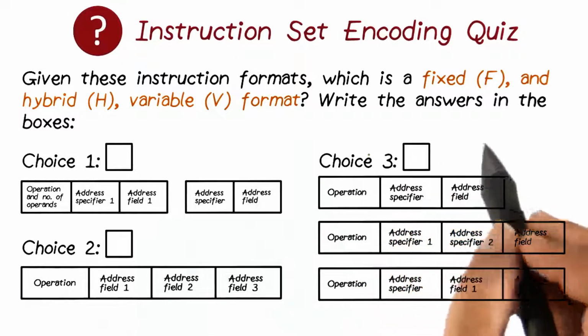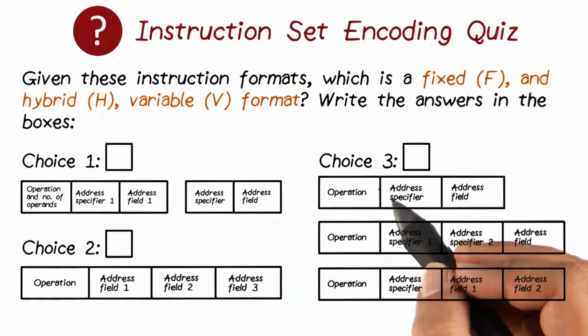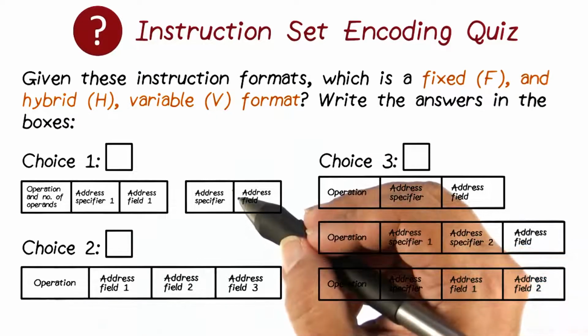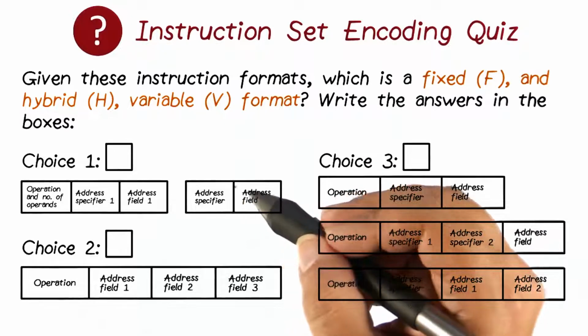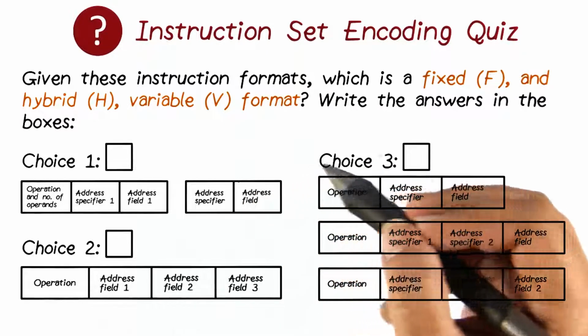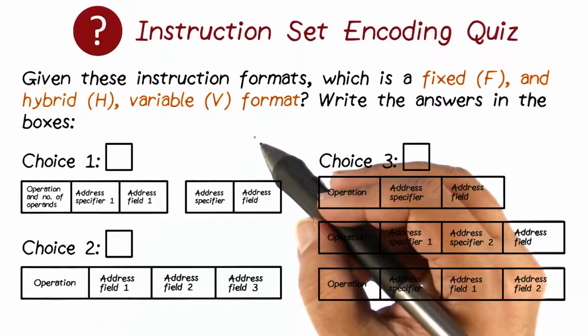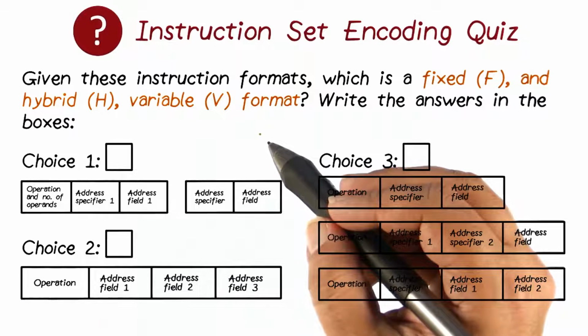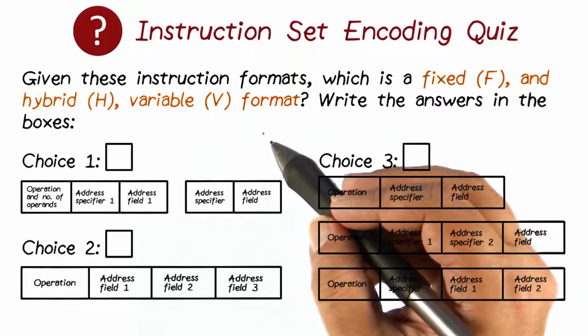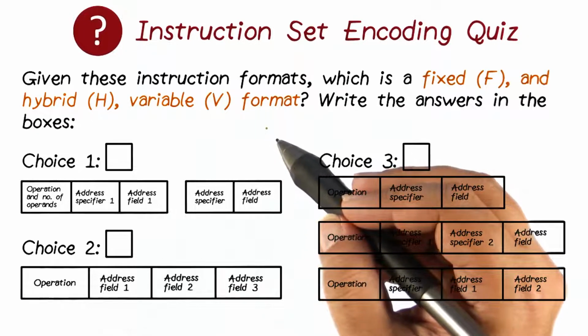So let us test our knowledge for the encoding via a simple quiz. We have shown here multiple such possibilities, and what we want you to do is mark those instruction encodings which are fixed as F, the ones which are variable in terms of length as V, and the ones which are somewhat fixed but could also be flexible and variable as hybrid or H.